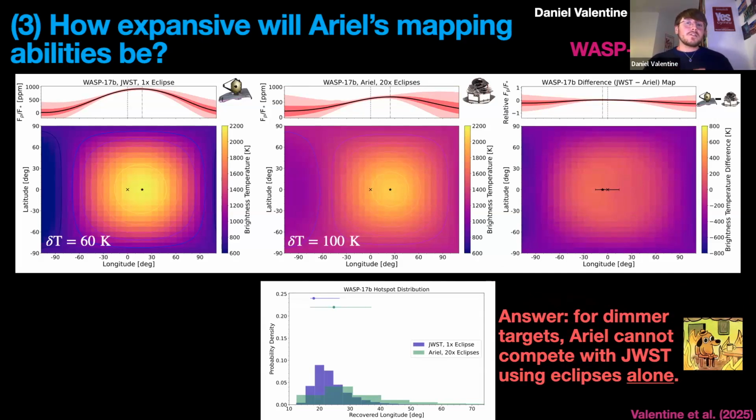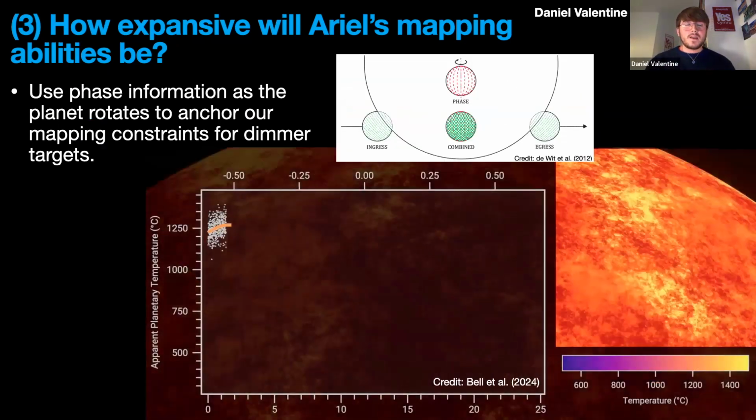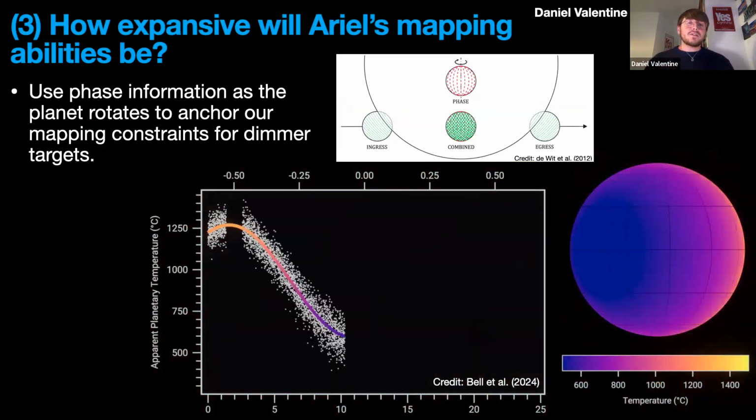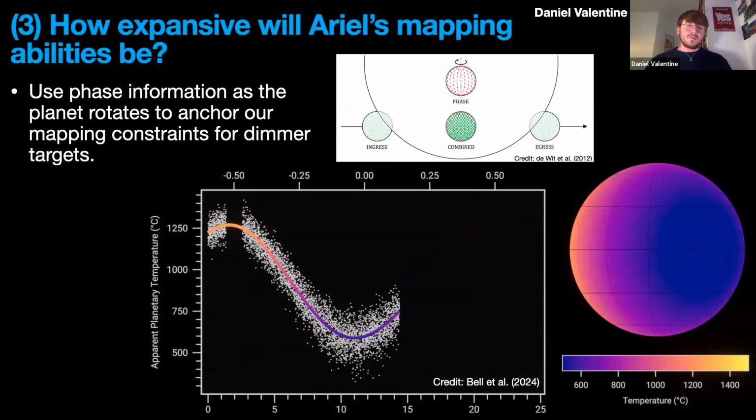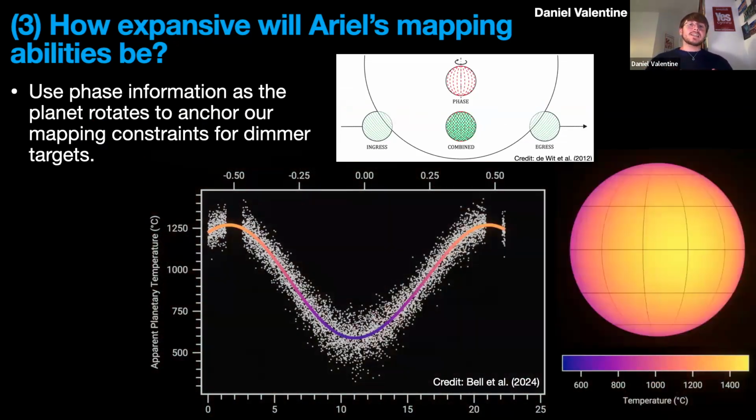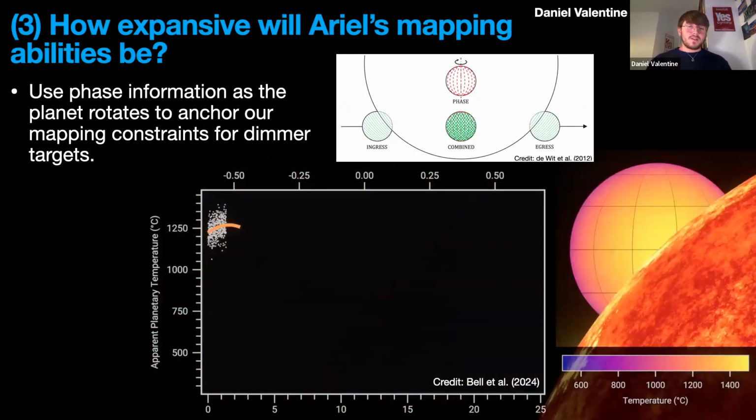So that tells us that the solution here is actually just to change our observing style. In particular, instead of only using eclipses, to use phase curves. Because adding in this phase information as the planet rotates on its orbit tells us a lot about the longitudinal profile of the atmosphere. So combining that with what we get in ingress-egress gives us a second independent constraint on the thermal profile, leading to much better constrained maps.